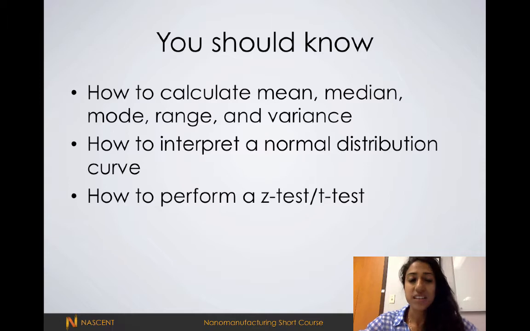So by the end of this lecture, what you should know or have reviewed is how to calculate mean, median, mode, range, and variance, how to interpret a normal distribution curve, and how to perform a z-test versus a t-test, and when you should perform either or. These three things will be really helpful for your pop quiz tomorrow. If at the end of this lecture you know how to do these three bullets, you should be all set.